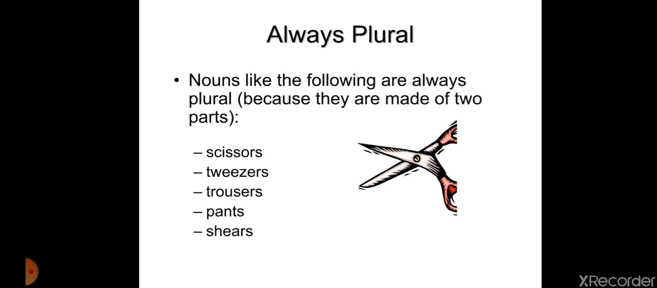Words like scissors, tweezers, trousers, pants, shears are always plural because they are made of two parts. Though it is a single object, it has two equal parts. We treat it as two things, so we always use plural.